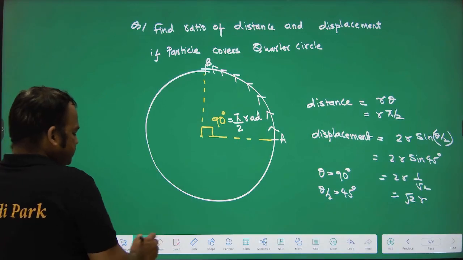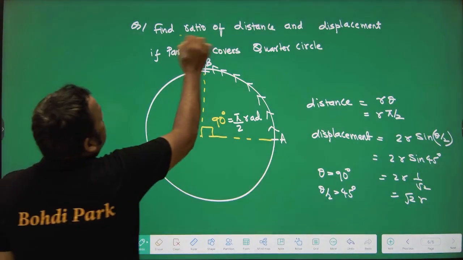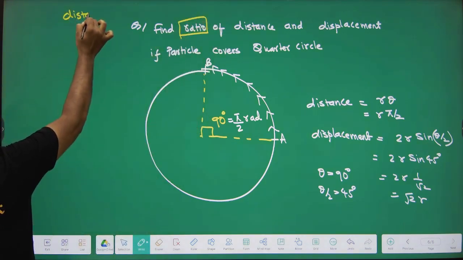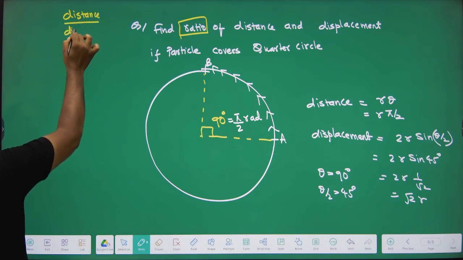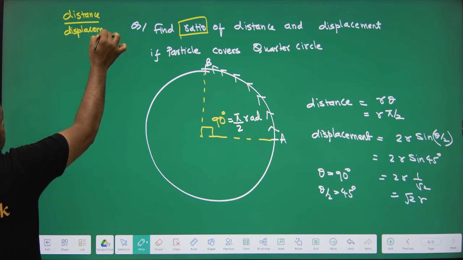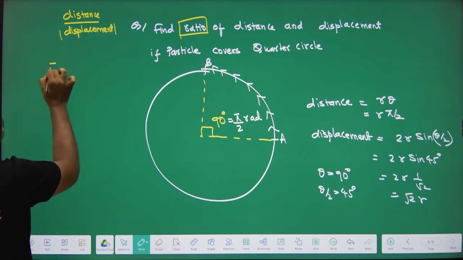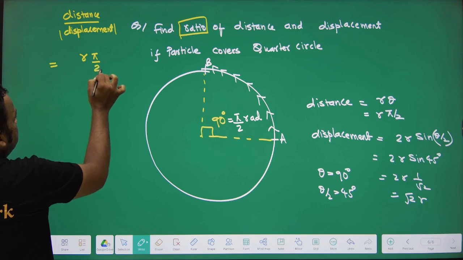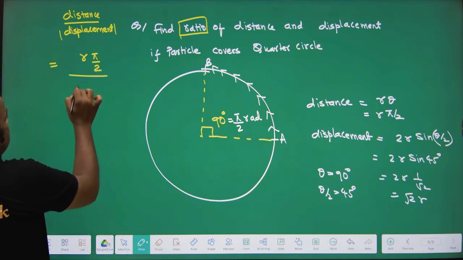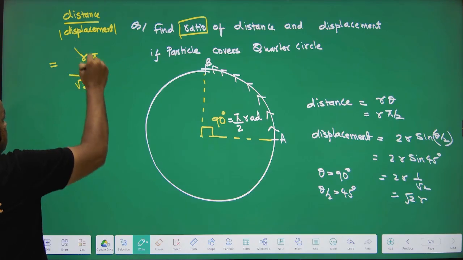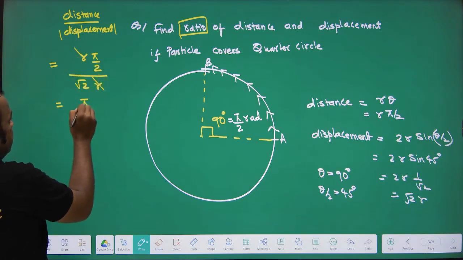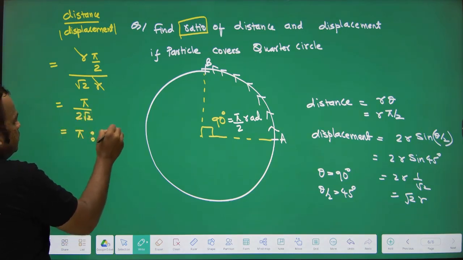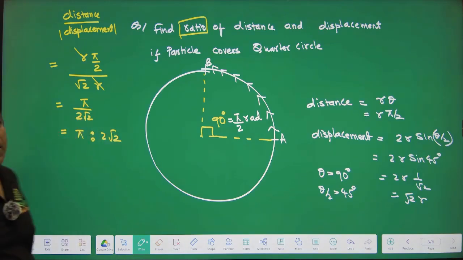So the ratio of distance and displacement magnitude will be r into pi by 2 divided by root 2 times r. So r cancels. We get pi by 2 root 2, or pi is to 2 root 2. So this is our answer.